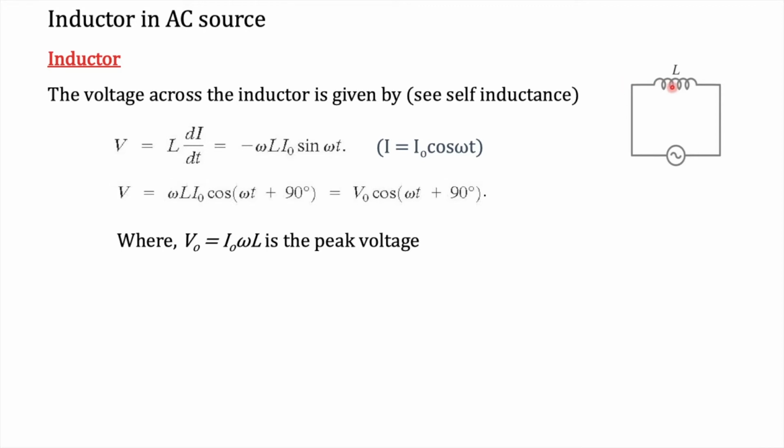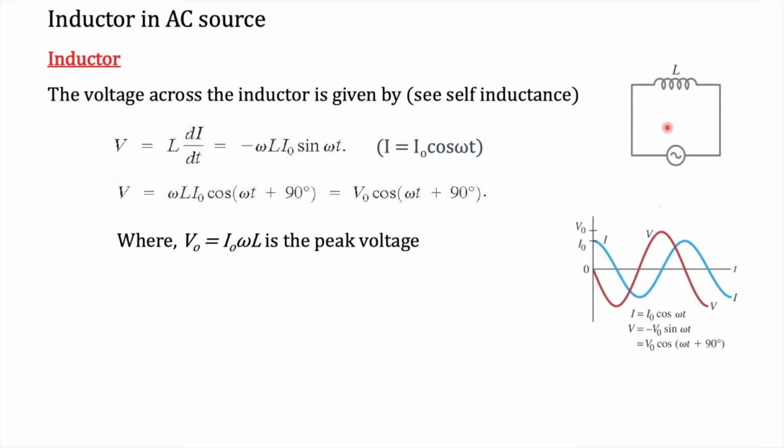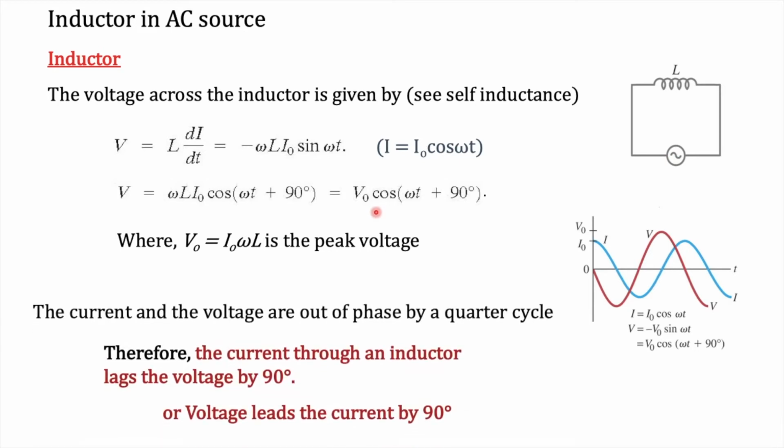That induced EMF is going to oppose the initial EMF provided by the AC source, and we call that the back EMF. Hence, an inductor in a circuit acts like a resistance, which we call the inductance, that we'll see in the next slide.